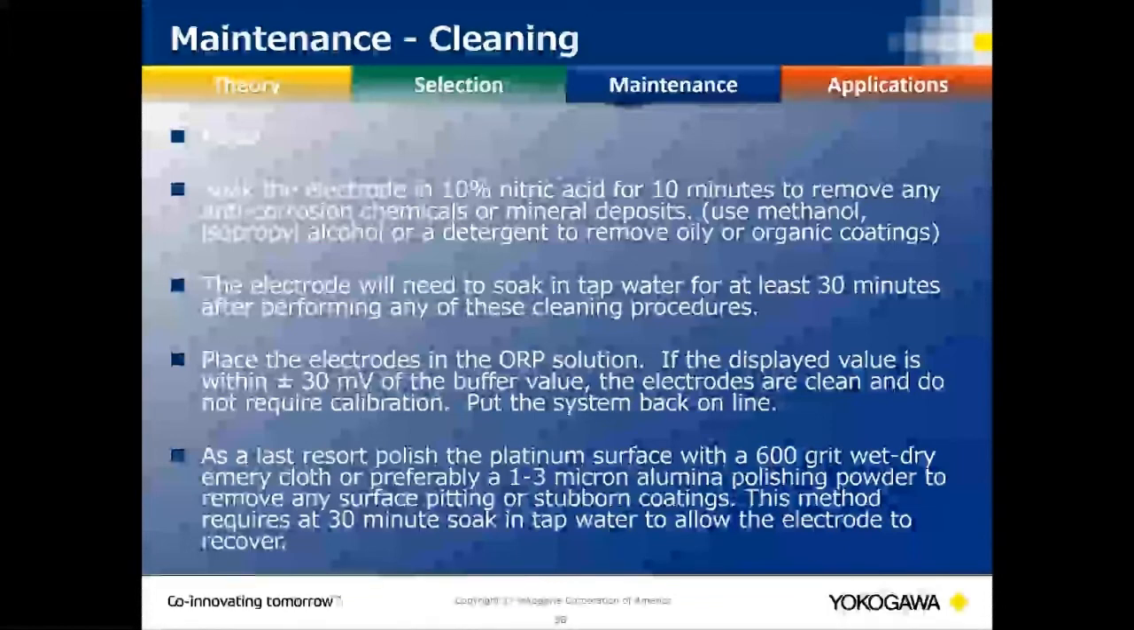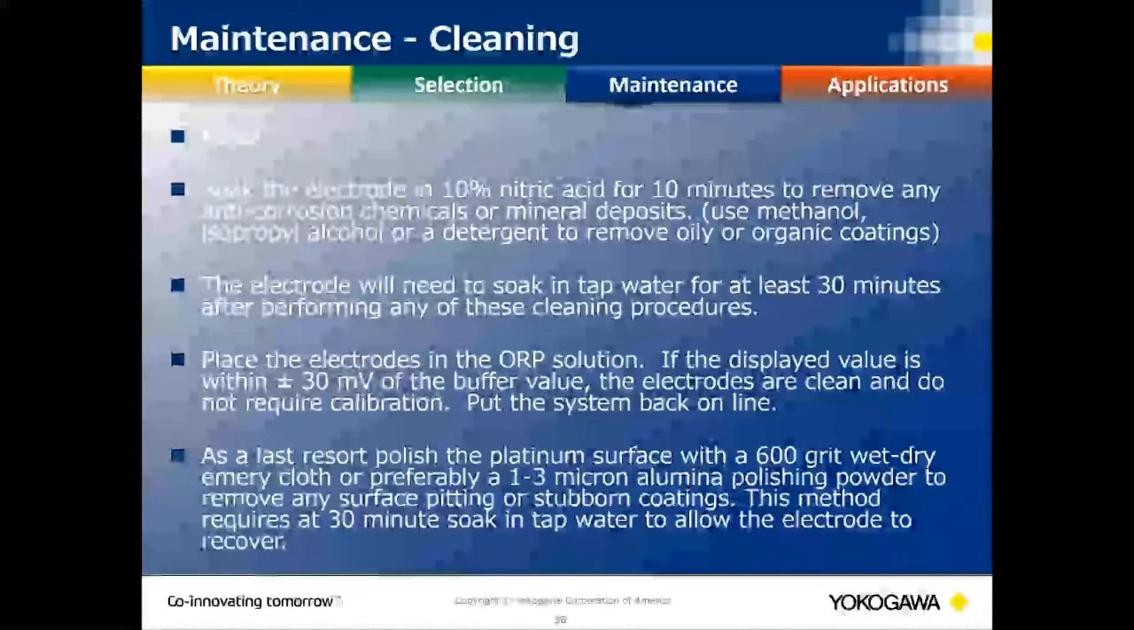So for cleaning, this is what we recommend. You're going to rinse it. Traditionally, you can use HCl, but we've seen that nitric acid actually works better. You can use methanol, or a Dawn detergent if you've got an oily substance or organics in there that are causing coating. But whatever you use, after you clean it, you want to make sure that you soak it for at least 30 minutes prior to actually doing your calibration. And a lot of people don't do this.